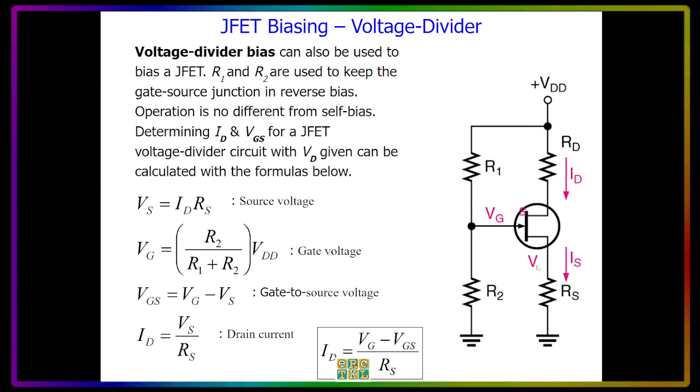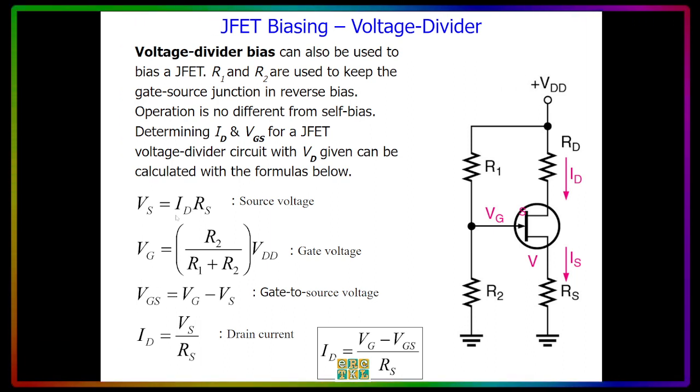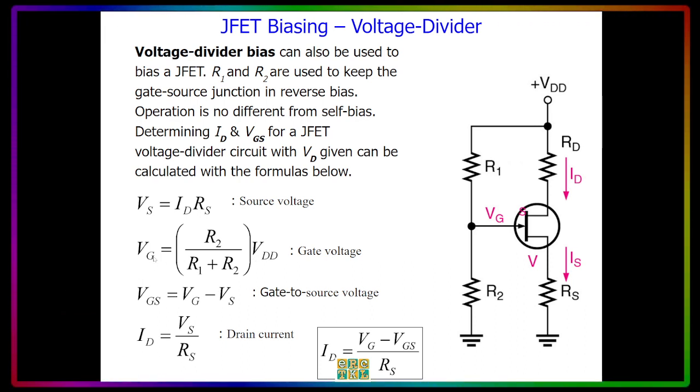Determining the ID and the VGS for the JFET voltage divider circuit with VD given can be calculated with the following formulas. For the source voltage VS, we just multiply ID by RS. If you want to calculate the gate voltage VG, we can calculate it by dividing R2 over R1 plus R2 multiplied by VDD.